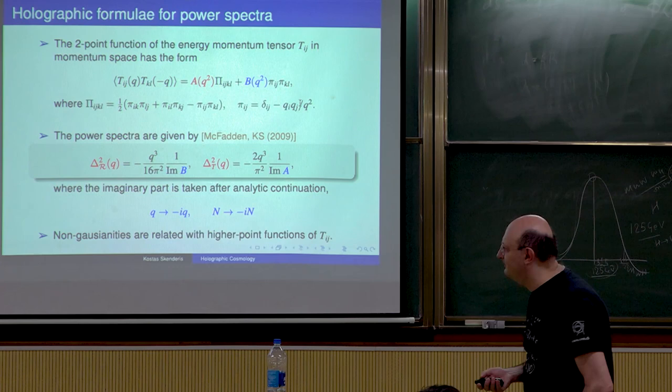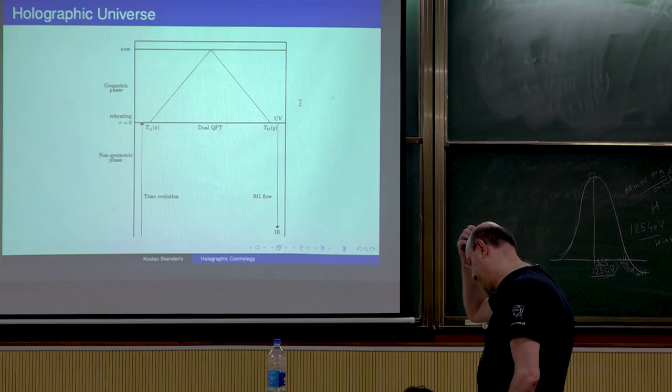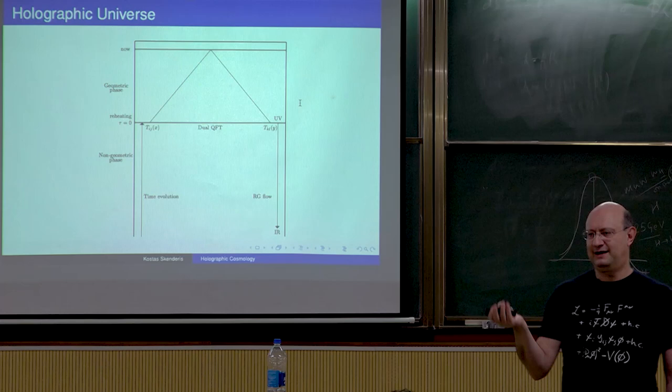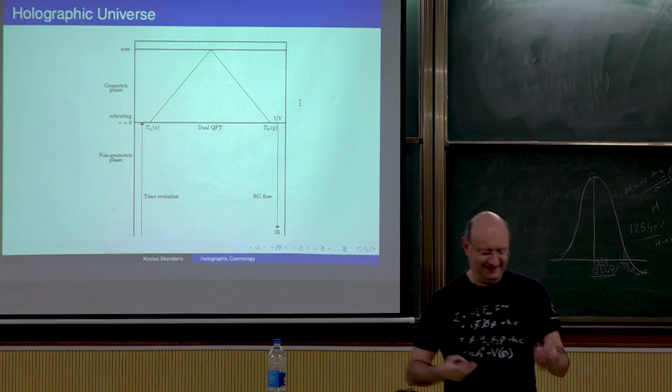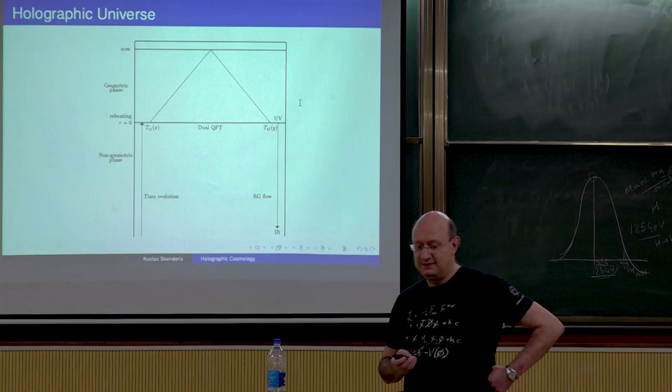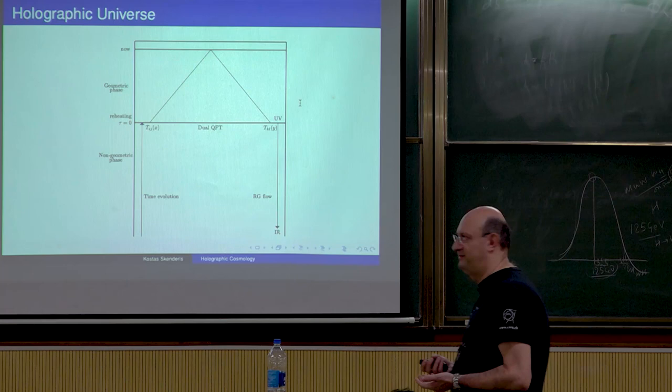Now, of course, inflation was not originally proposed to describe the CMB, because the CMB had not even been observed. It was only 10 years later that we got the first COBE results. Inflation was originally proposed because there were puzzles with hot Big Bang cosmology.